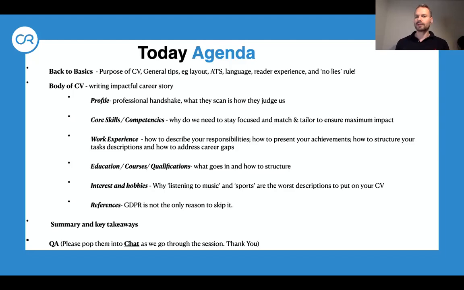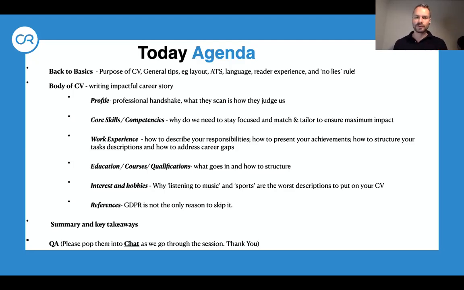We'll briefly talk about the language. We will focus a lot throughout the whole workshop on reader experience, and we will talk about the no lies rule. Then we'll go into the body of the CV and talk about how to write an impactful career story. What that really means is that we will go section by section. We'll talk about the profile, something that I call a professional handshake. That's the important first part of your CV.